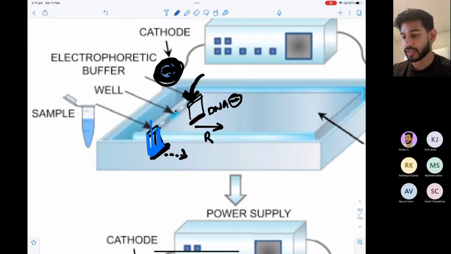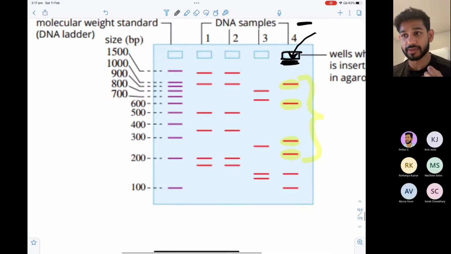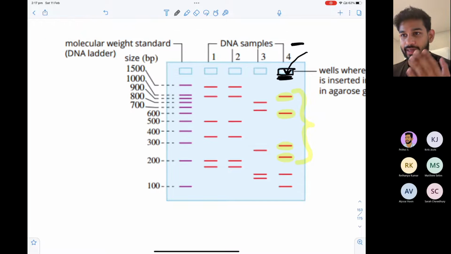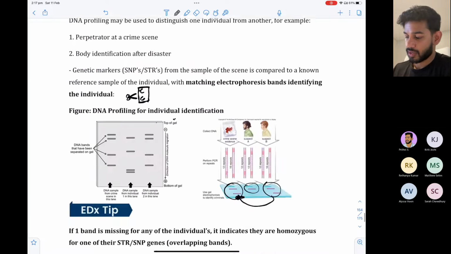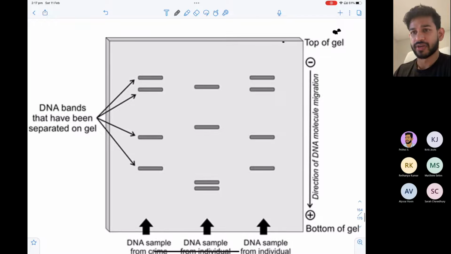And then when you run the current, the DNA starts running across the gel. Okay? And it's DNA fragments. And we'll talk about why there's so many different bands in each well that you can see. Does anyone know, before I explain, why are there bands like this? Why are there multiple bands for each well?